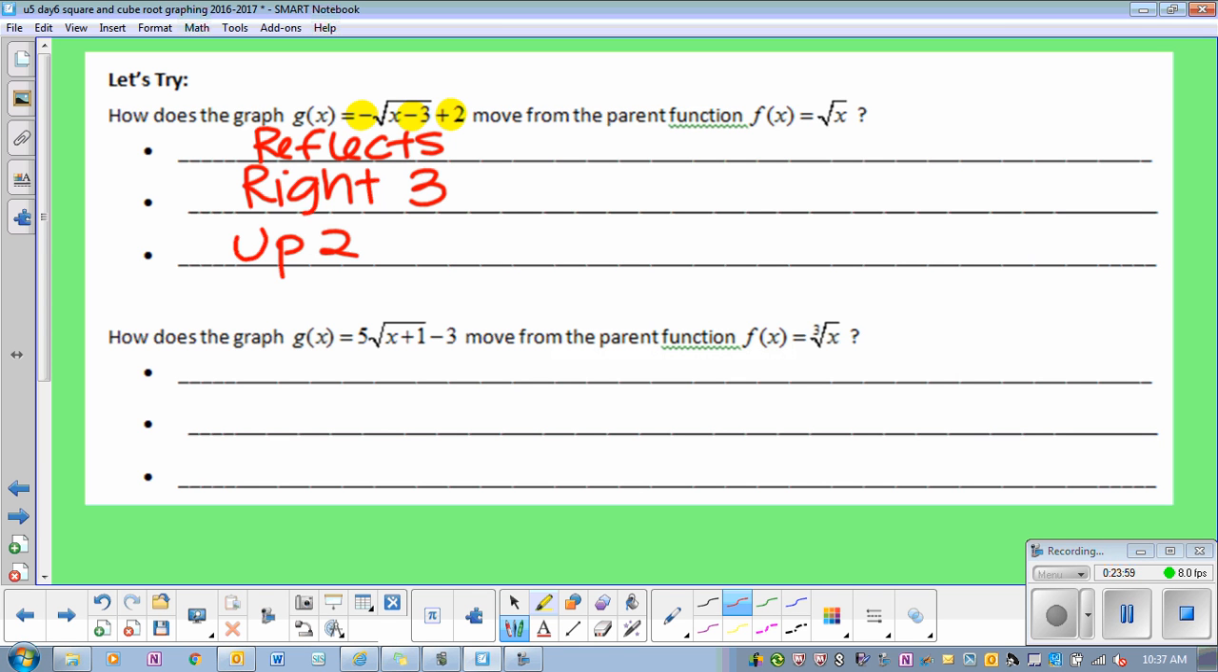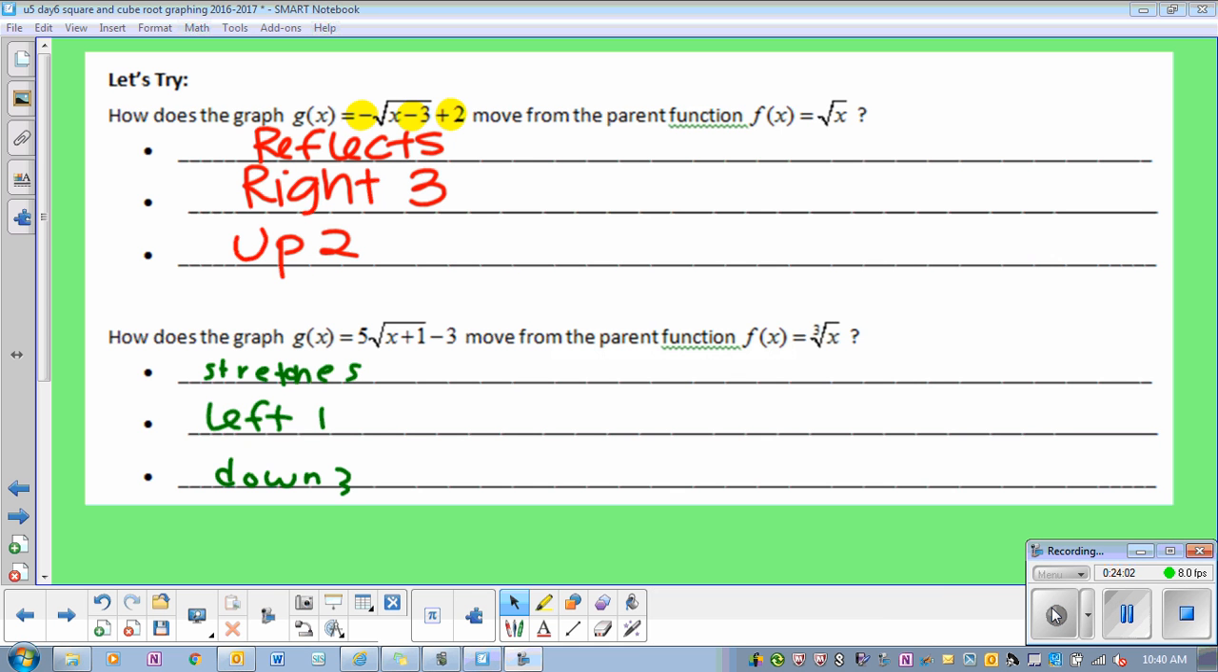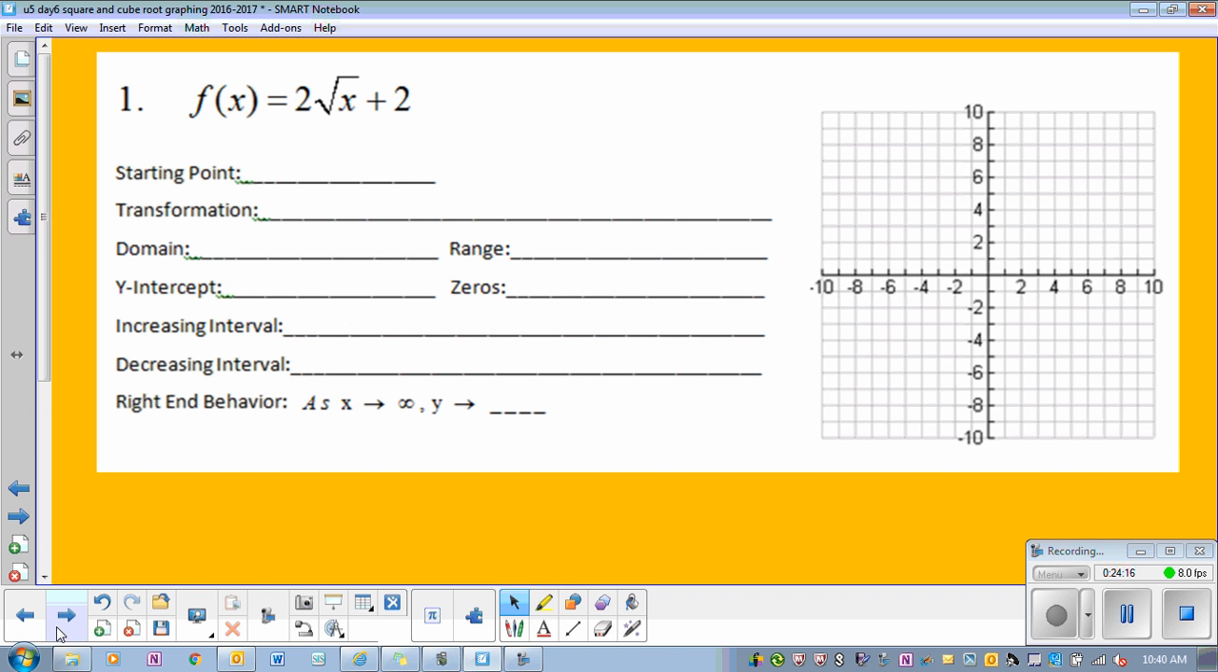So now I want you to try the next one, please, and then we'll check together. All right, thank you, Timlin. So it stretches by a factor of 5, which is stretches, and left 1 and down 3. Super. Okay? All right, so let's go on to the next examples.